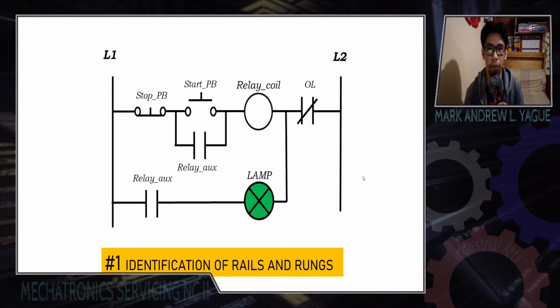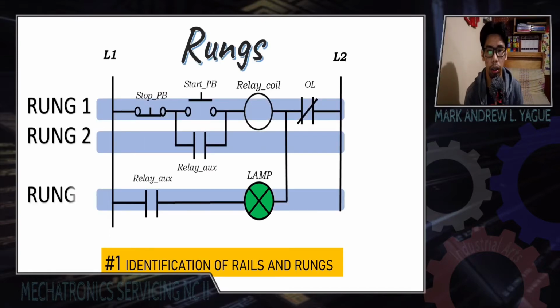Pangalawa, we have the rungs. These rungs are horizontal lines that represents also yung pinaka-functions ng ating control circuits. So ito yung itsura niya. In this type of diagram, we have 3 rungs na available dun sa layout.